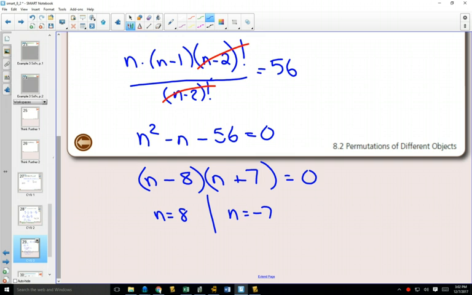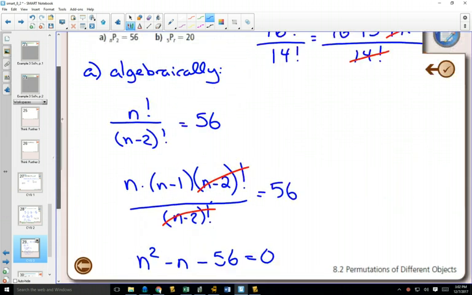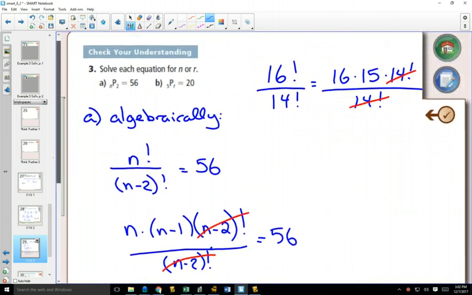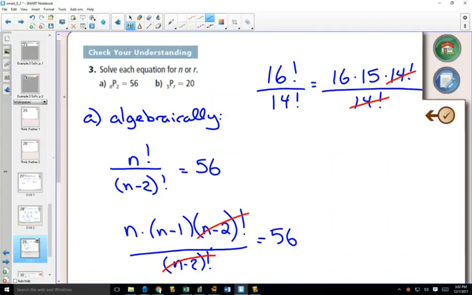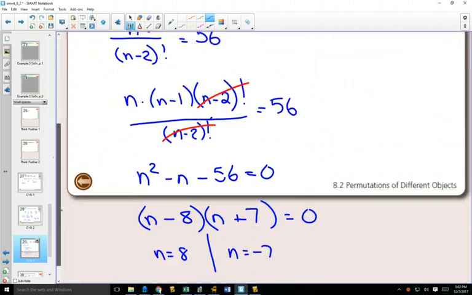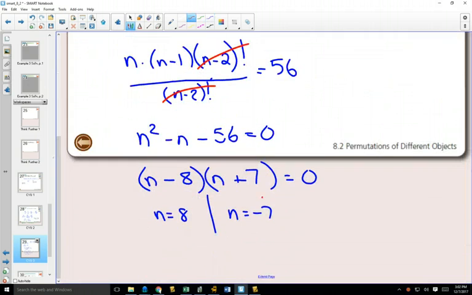Are there non-permissibles in here? Well, if we check originally, we have factorials, and we can't do factorials of negatives, right? Our factorials only work with positive numbers, so you do have to check, and this one is extraneous. The only answer is n equals 8.